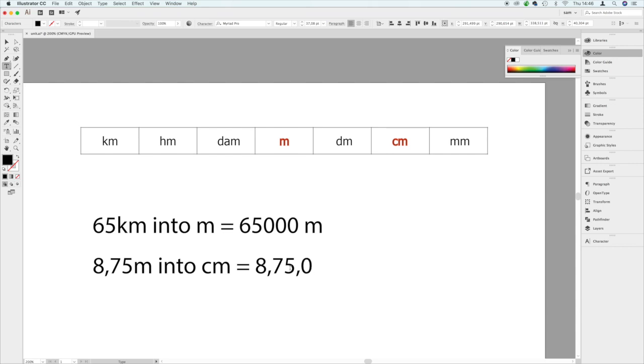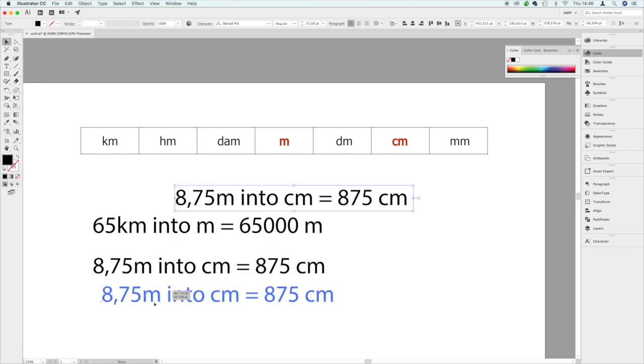So I erase my first comma, which was at the beginning, and now it's 875,0. Do I need to write that comma 0? No, it's a natural number, so we can just write 875. To do one more exercise, let's use a complex number.